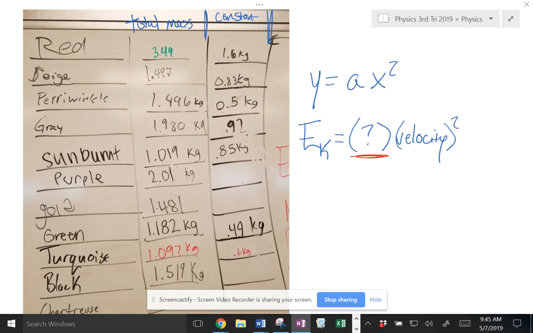Run it by your neighbor quick. In other words, what would I expect the number to be for purple? That's what I want you to try to think about with your friend real quick. What should this be for purple? That's what I should have done. I should have left one of these blank.